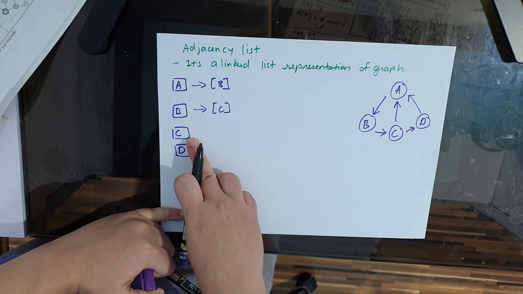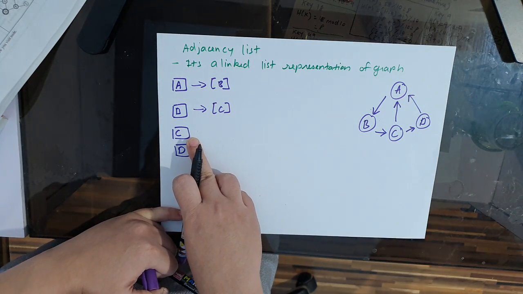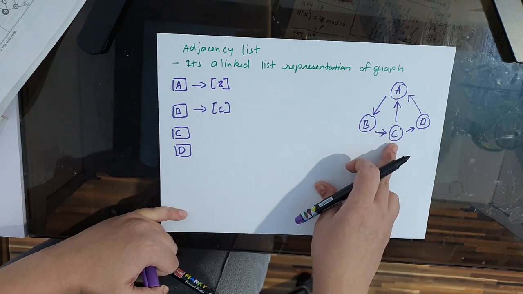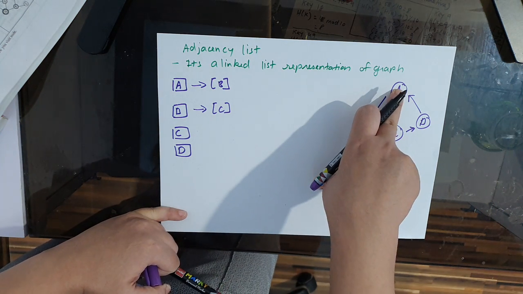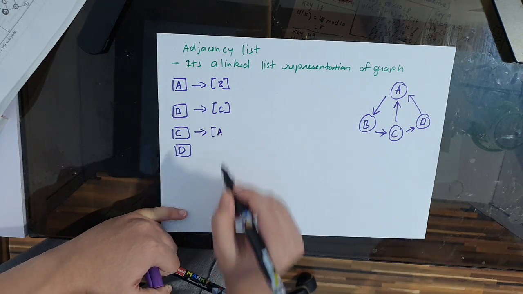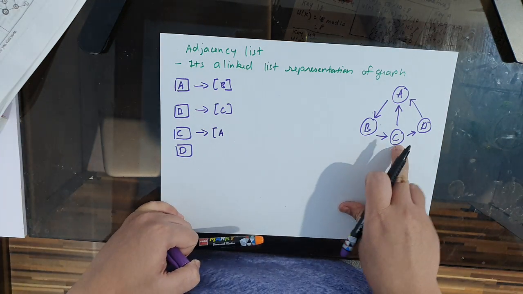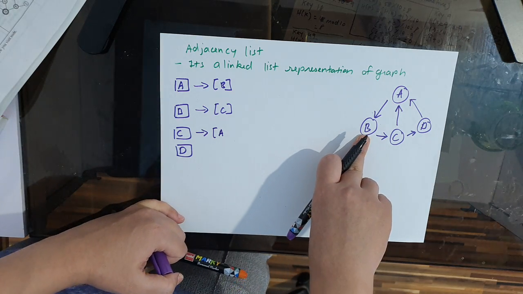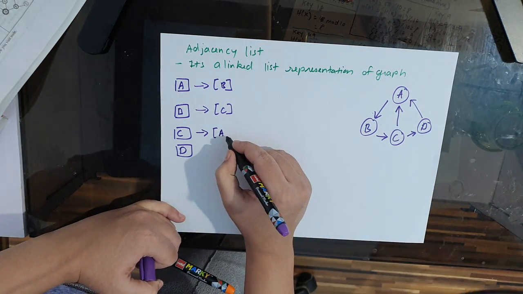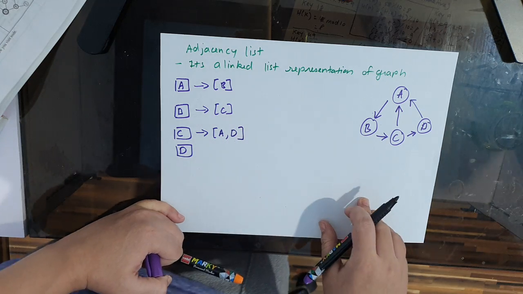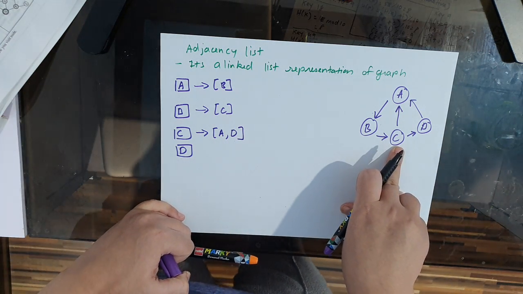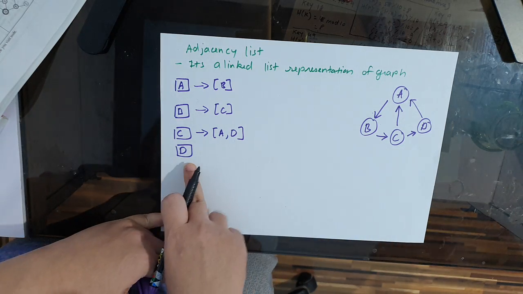Then we'll go for C. Is it connected to himself? No, it's not. Then is it connected to A? Yes, it's connected to A, so we'll mention A. Then is C connected to B? No, it's not connected to B. Is C connected to D? Yes, it's connected to D, so we'll mention D right here. After that, anything else left? No, nothing else left for C, so we'll go to D.